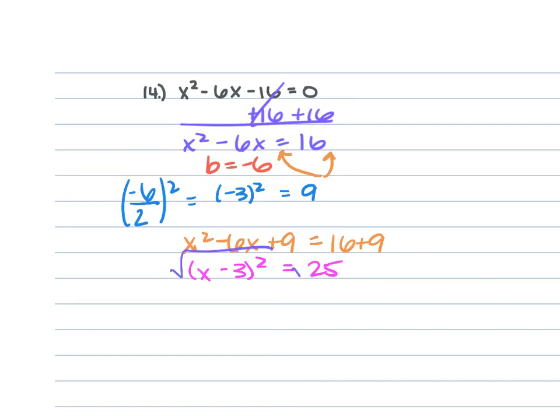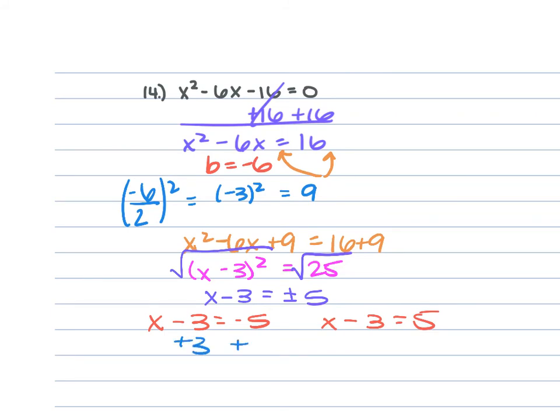We take the square root of both sides, so we get x minus 3 is equal to plus or minus 5. We're separating this into two equations, so x minus 3 is equal to negative 5, and x minus 3 is equal to positive 5. We add the 3 to both sides. And we get that x is equal to negative 2, and x is equal to 8.